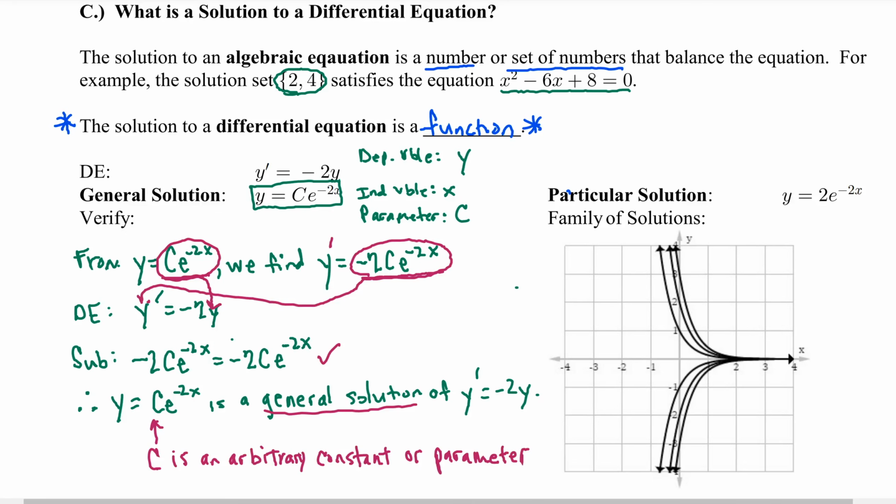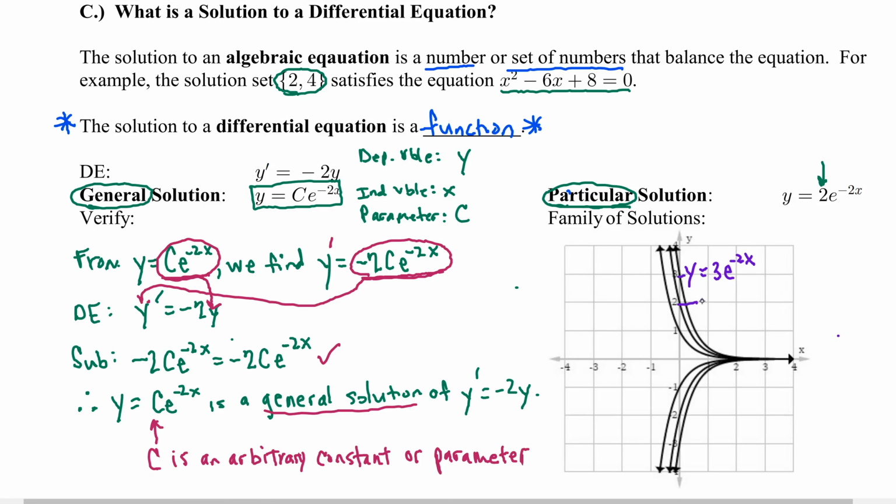For example, if we go from general solution now to particular solution, notice we have y equals 2 e to the negative 2x. Since we have a specific value in for that arbitrary constant C, we say that this is a particular solution. Now, in our general solution, because we do have that arbitrary constant C, we can see how this generates a family of solutions. We can see how changing the value of c will give us a different curve, where each curve has essentially the same characteristics.